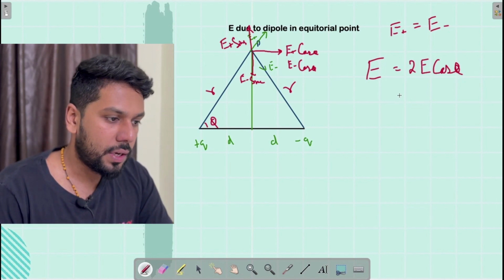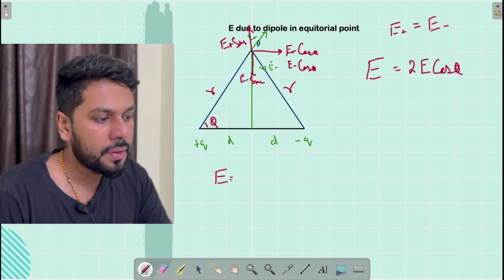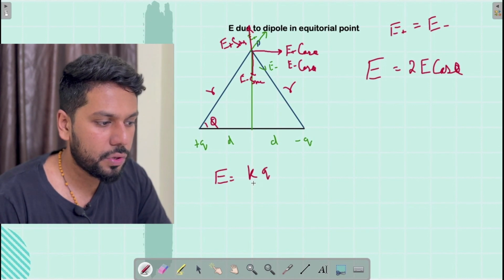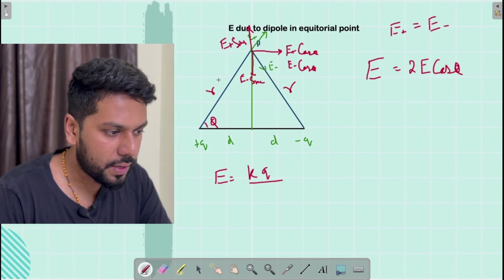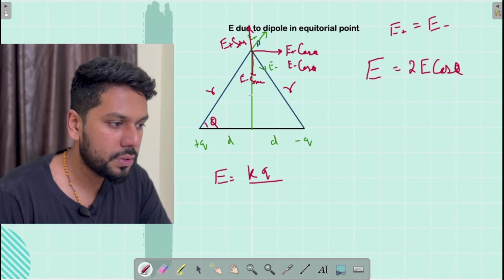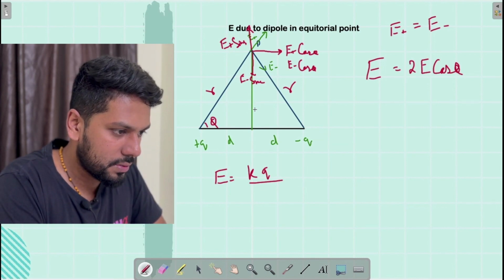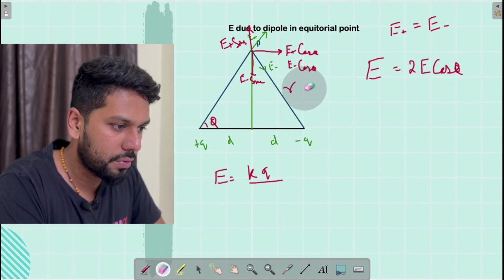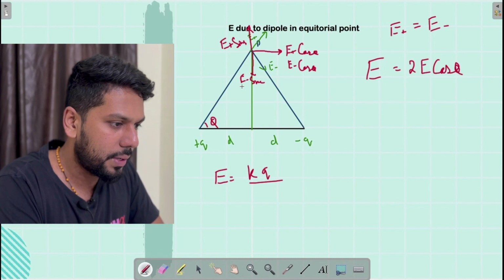Right? Now, let me substitute my E value. What's my E value? The electric field value is going to be K, Q. What's the distance between them? You see the distance, sorry, not this one. I will say this distance, the distance from the center, I will take as R. I will change the name, okay? Because in your textbook, the value of R is different. So let me take this as some other value, Z.